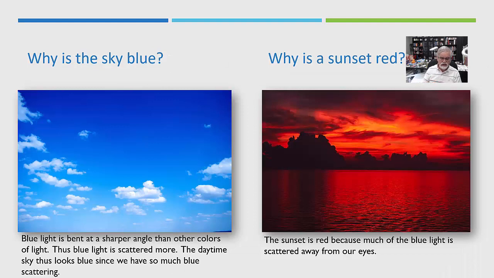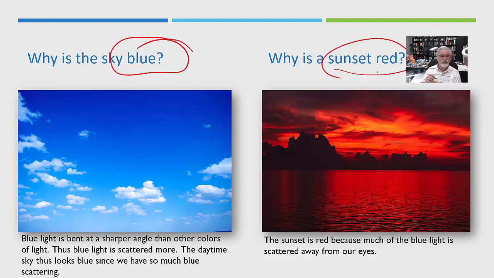One of the common questions that you hear a lot from students is, why is the sky blue, or why is the sunset red? And this has all to do with scattering of visible light by the atmosphere.